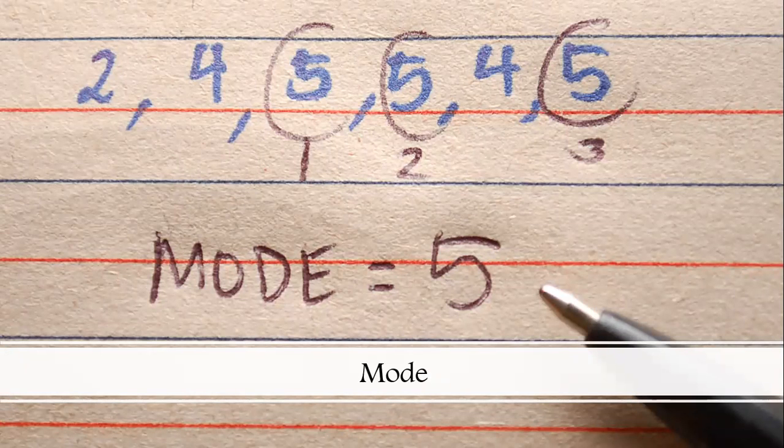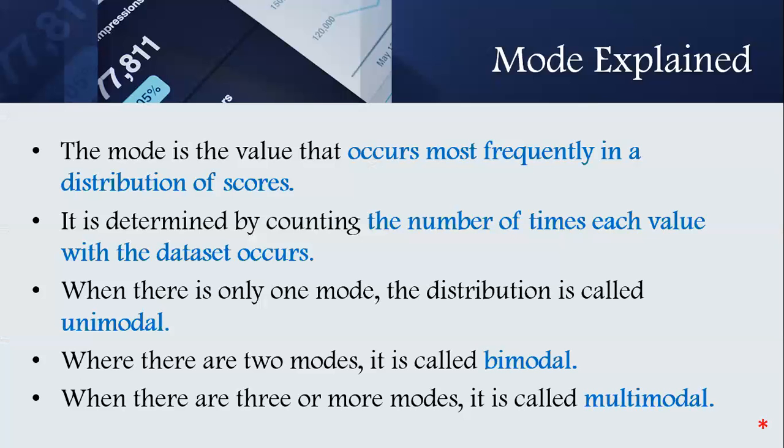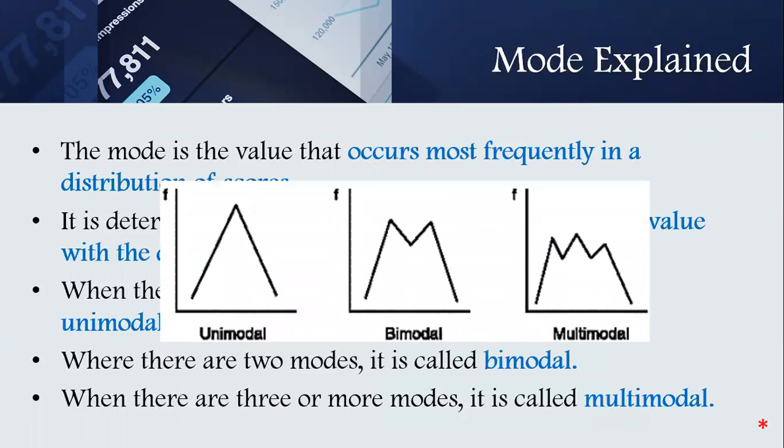Now let's discuss the concept of mode. Mode is the value that occurs most frequently in a distribution of scores. It is determined by counting the number of times each value within the dataset occurs. When there is only one mode, the distribution is called unimodal. When there are two modes, it is called bimodal. When there are three or more modes, it is called multimodal.